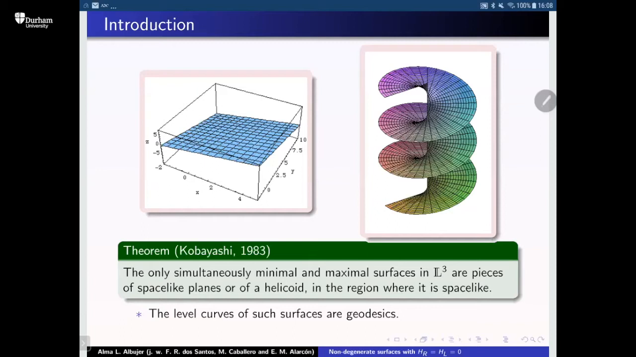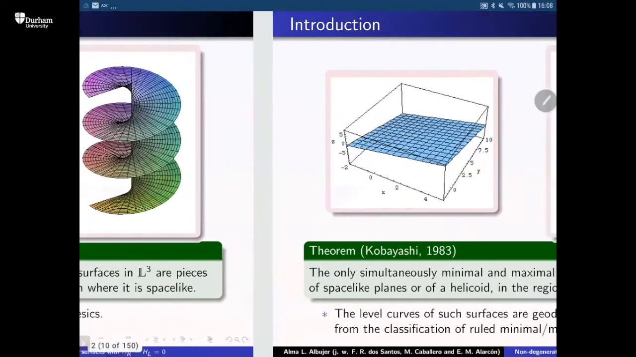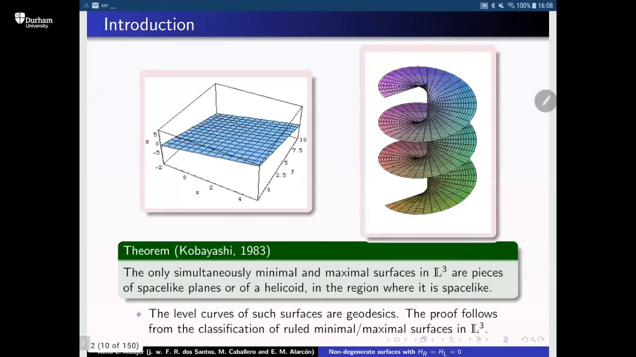And so if they are geodesics of the ambient space, the surface is ruled by horizontal rulings. And so the proof follows from the classification of real minimal and maximal surfaces in L3, where of course the classification of real minimal surfaces in the Euclidean space is a classical result by Catalan.